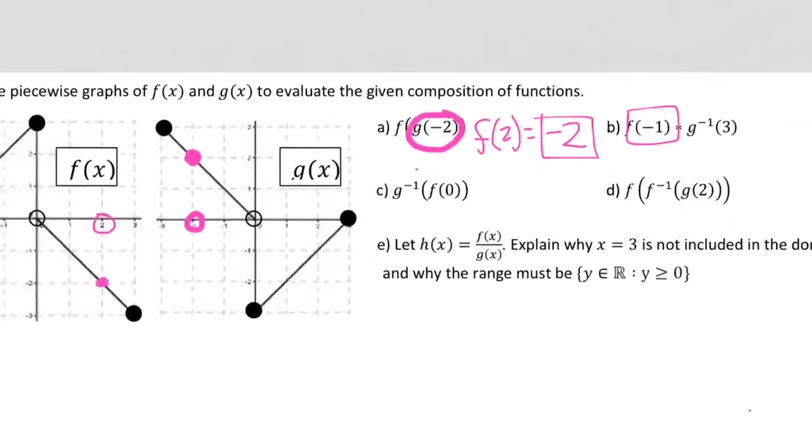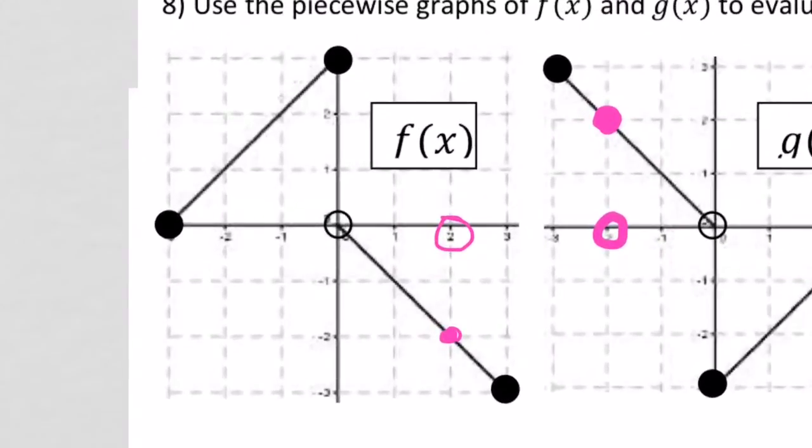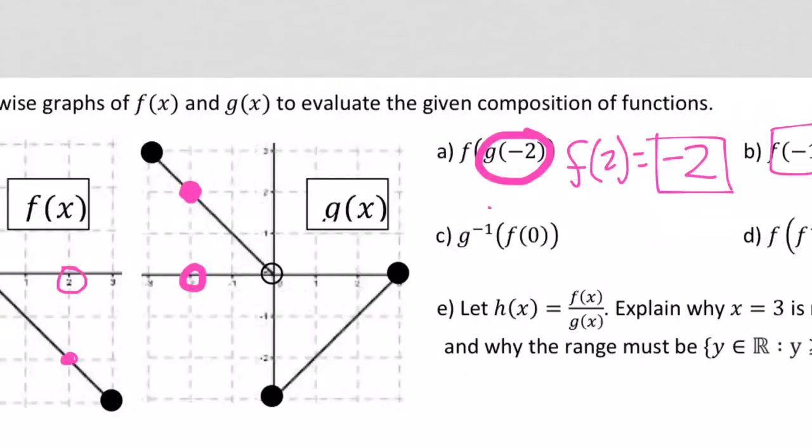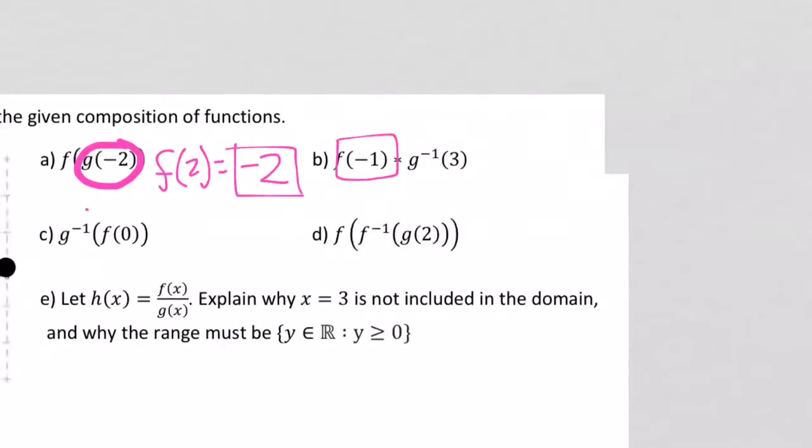Okay, next one, we are multiplying here. So let's figure out what f of negative 1 is. So we go to our graph. Negative 1 is right there. The y value is 2 right there. So we know f of negative 1 is 2. That looks like a z.